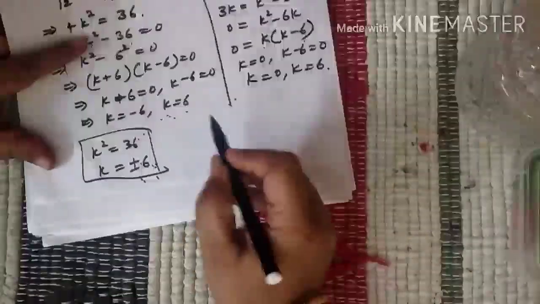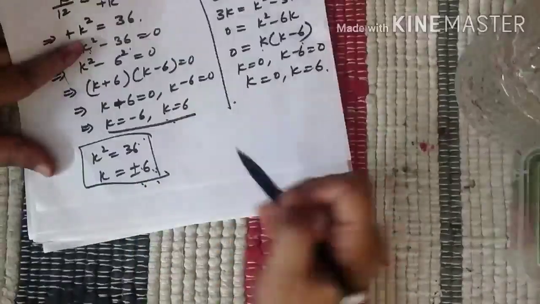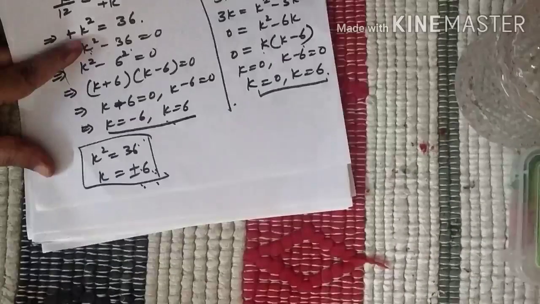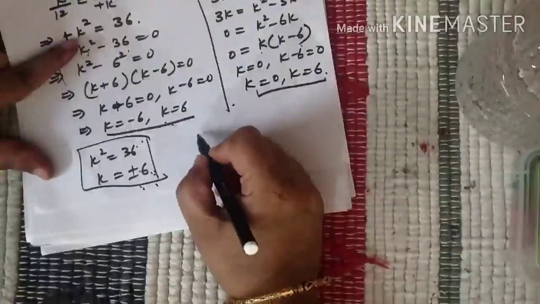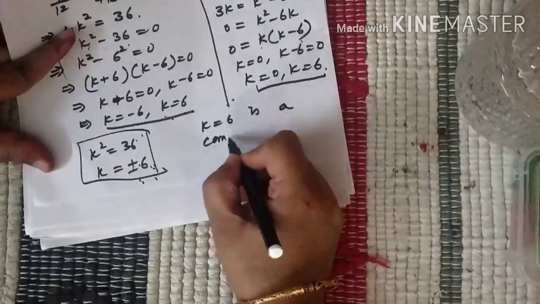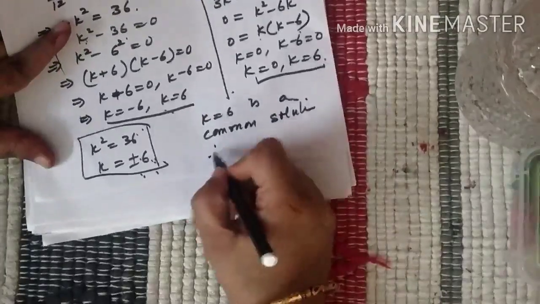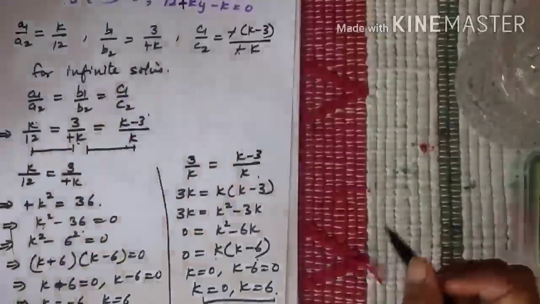So how many different values have we got? I've got either k is minus 6 or k is 6 from one equation, and from the other equations I've got k is 0 and k equal to 6. So we take the common value of k. So k equal to 6 is a common solution. Therefore, k equal to 6 is the answer. You take the common value.